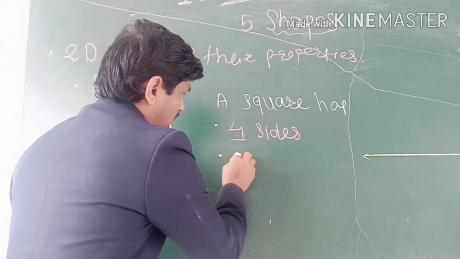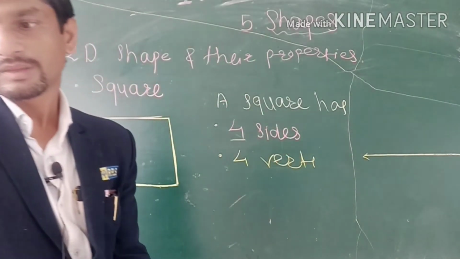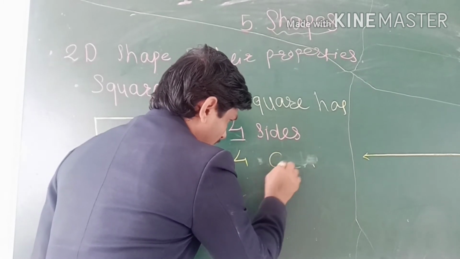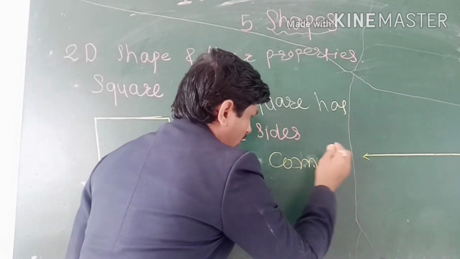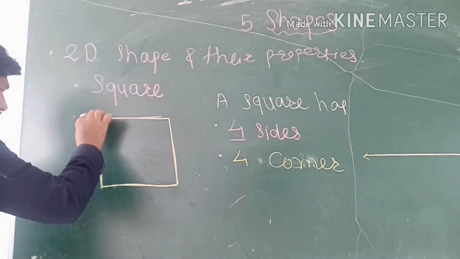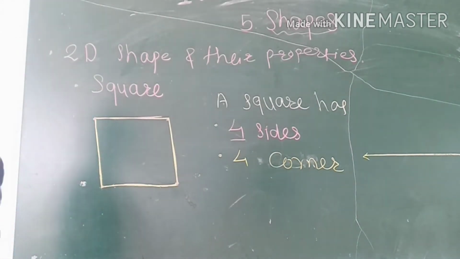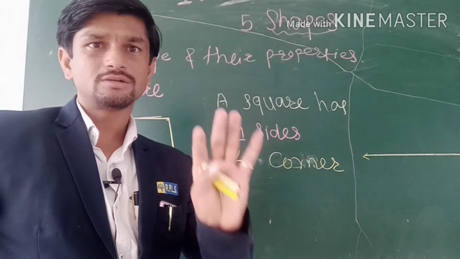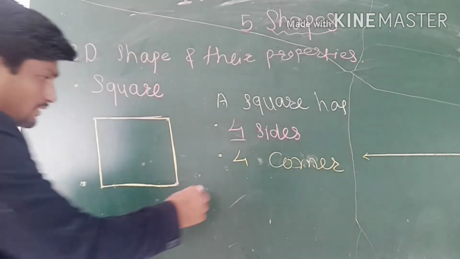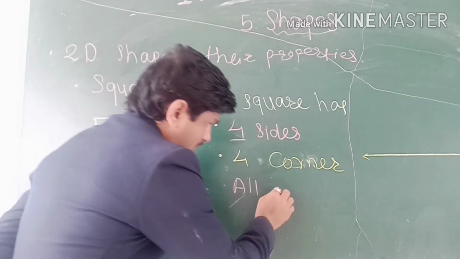Then 4 corners. How many corners? 4. See, this is 1, this is 2, this is 3, and this is 4. How many corners? 4 corners, 4 sides. Then about this, all sides are equal.